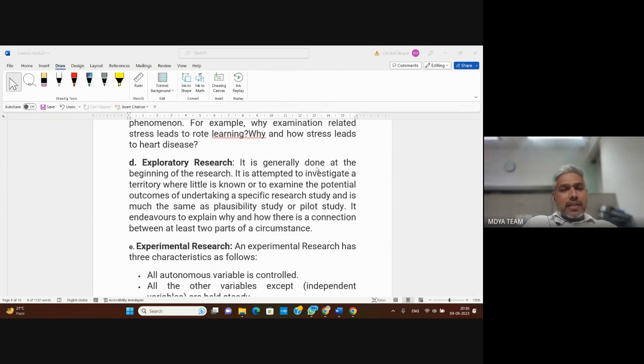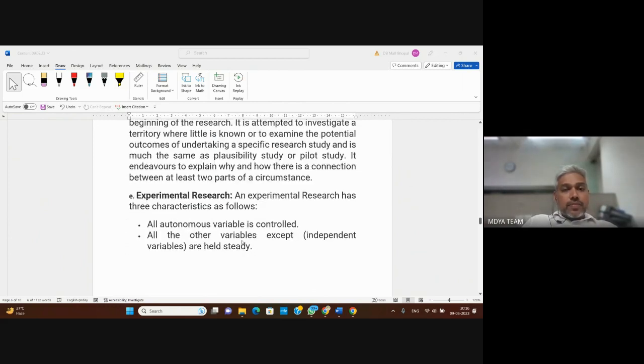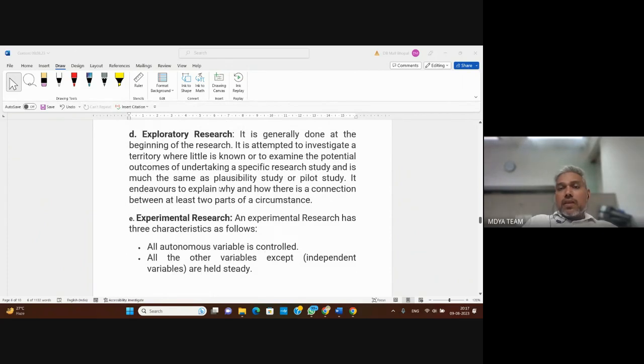It is generally done at the beginning of the research. It attempts to investigate a territory where little is known, right? Or to examine the potential outcomes of undertaking a specific research study, and is much the same as a feasibility study or a pilot study. It endeavors to explain why and how there is a connection between at least two parts of a situation.